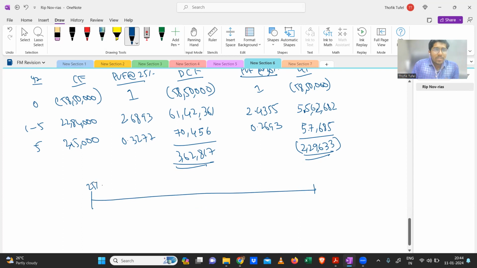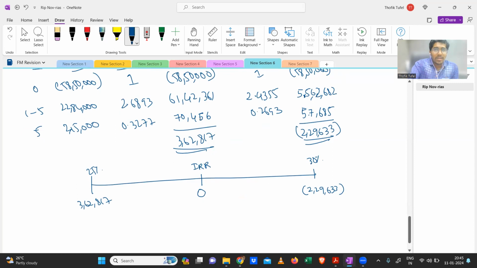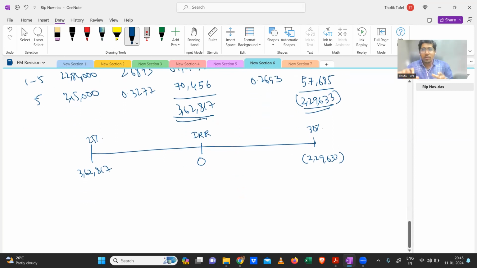For 25%, my NPV is 3 lakh 62,817. For 30%, my NPV is negative 2 lakh 29,633. I want my NPV to be 0. Wherever the NPV is 0, that is my IRR. I will do both the methods: the conceptual method and the formula method.